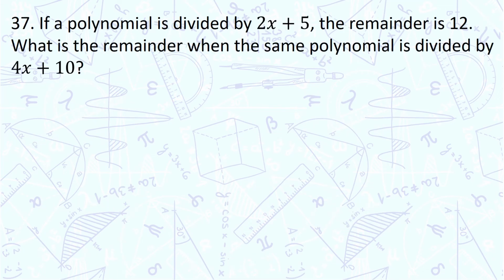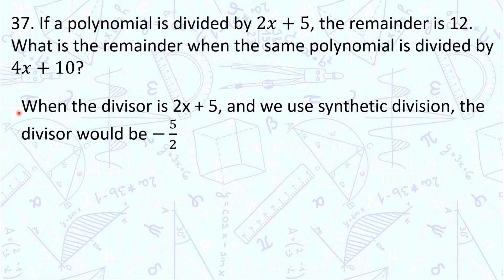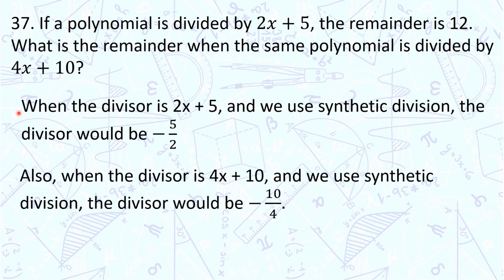Next question, number 37. If a polynomial is divided by 2x plus 5, the remainder is 12. What is the remainder when the same polynomial is divided by 4x plus 10? When the divisor is 2x plus 5, using synthetic division, we will have negative 5 halves as the synthetic divisor. Also, when we divide the same polynomial by 4x plus 10 using synthetic division, the divisor negative 10 over 4 simplifies to negative 5 halves. Hence, the remainder will be the same. That is 12.